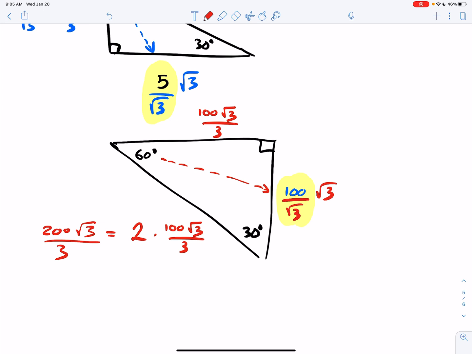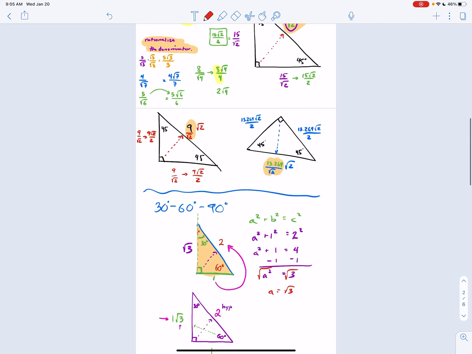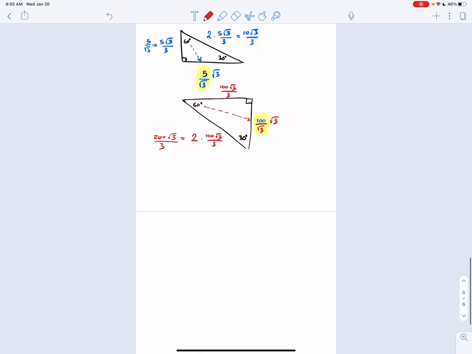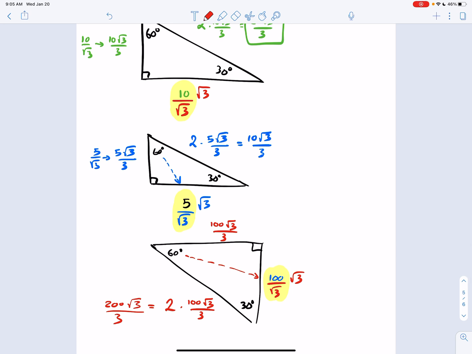Okay? That's a couple of problems for you guys. We did a few, about maybe 8 of each, okay? But you have more practice on Delta Math. So if you get stuck, just let me know. I'll be happy to help you, okay?